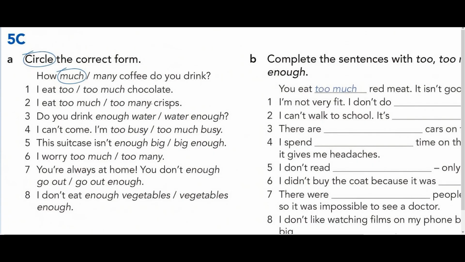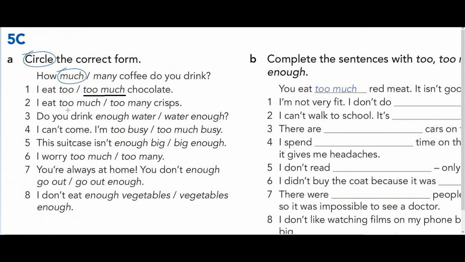And now it's time to do these exercises. So exercise A, circle the correct form. Number 1, as I mentioned earlier, it's I eat too much chocolate. Like too chocolate doesn't make any sense. So here it is the correct option, too much chocolate.